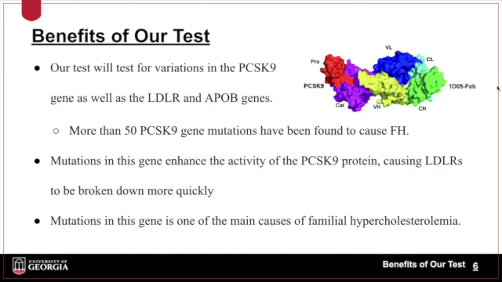Our test, unlike the 23andMe test, will test for variations in the PCSK9 gene as well as the LDLR and the ApoB genes. More than 50 PCSK9 gene mutations have been found to cause familial hypercholesterolemia. Mutations in these genes that cause FH appear to enhance the activity of the PCSK9 protein, causing LDLRs to be broken down more quickly. This reduces the amount of receptors on the surface of liver cells, so there is an increase in LDLs, resulting in high blood cholesterol levels. Mutations in the PCSK9 gene are one of the main causes of FH.